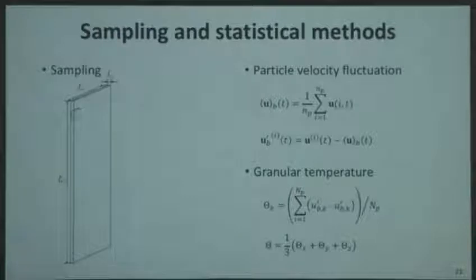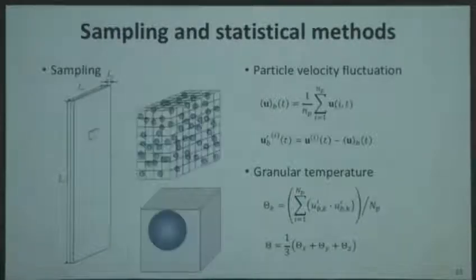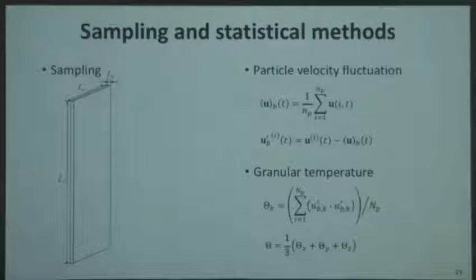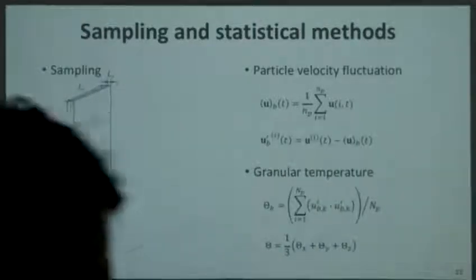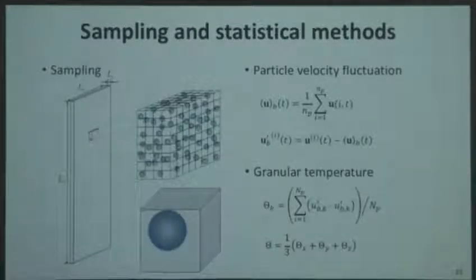And then we need to sample the results. In this case, we are using this sampling box, which is moving across the whole domain. So you can make full use of every particle's data, and we can accumulate a lot of samples for these quantities, like the velocities and their fluctuations.